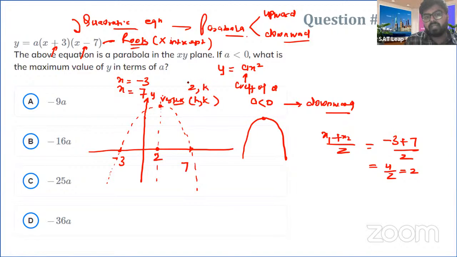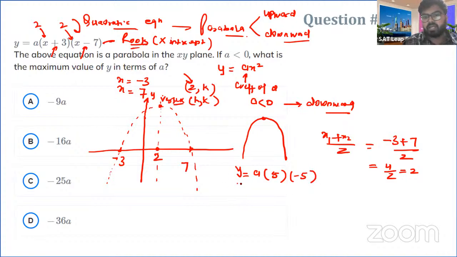All you need to do is find the y coordinate of the vertex in order to find the maximum value. Okay. And in order to find the y coordinate, which gives you the maximum value, all you need to do is put this x coordinate back into the equation. So once you put the x coordinate as 2 here into the equation, can you tell me what y value you get? It's going to be a times (2 + 3), which is 5. And this is going to be (2 - 7), which is -5.